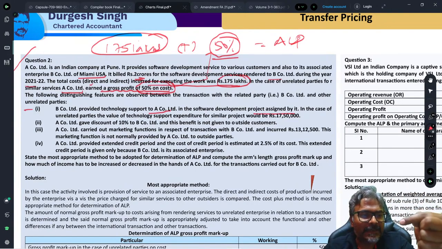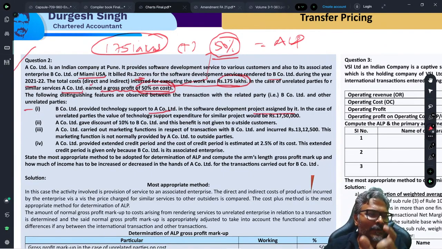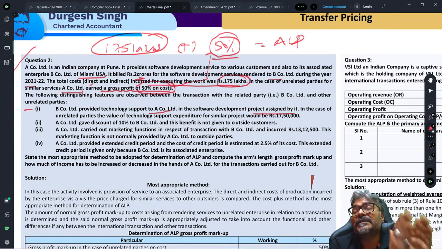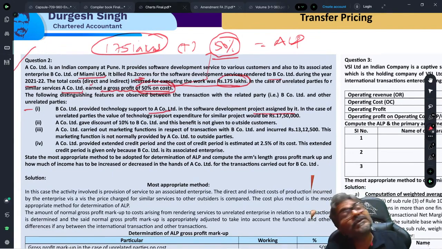And if my price, Sunny, is on the lower side, then in that particular case, will my margin be on a higher side or a lower side? The margin, Amruta, will it be on a higher side or on the lower side? It would be on the lower side. The margin, accordingly, students, will be on the lower side. Now obviously, students, in the international transaction, in the A transaction, there is technology support available, whereas in the case of the unrelated transaction, technology support is not available. So if the technology support is not available in the unrelated transaction, the margin would be higher.